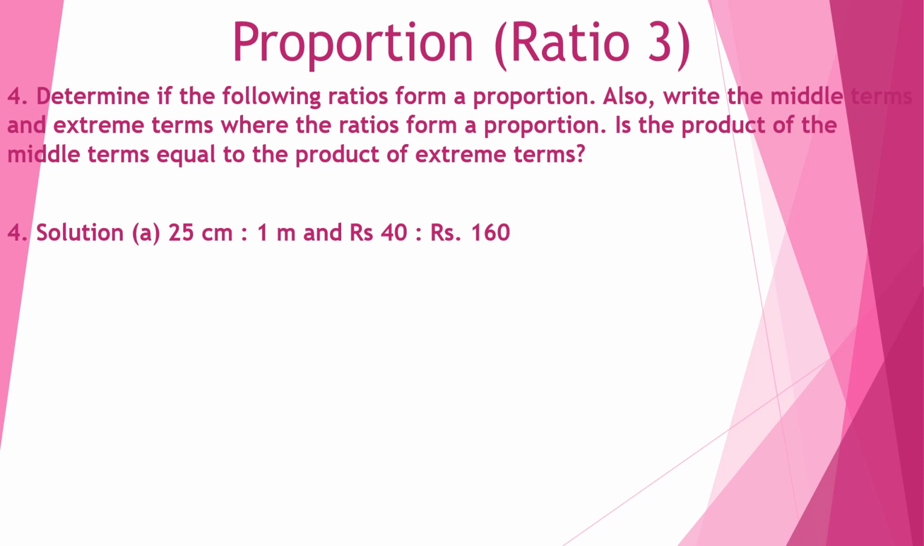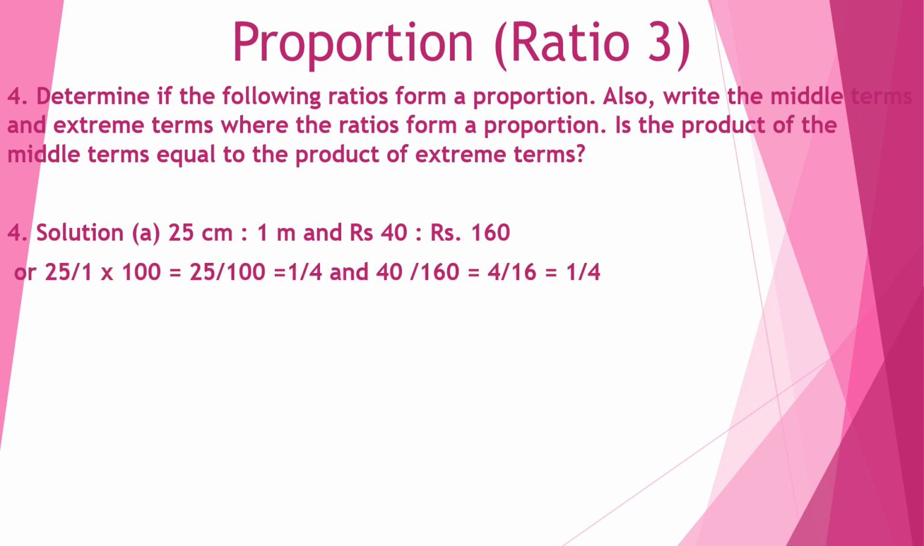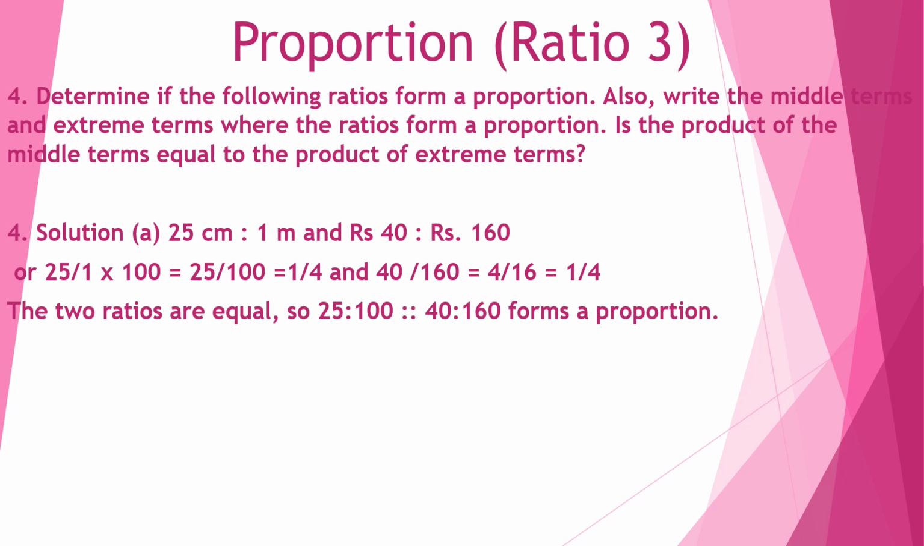25 centimeters is to 1 meter and rupees 40 is to rupees 160. Now for the ratio 25 by 1 meter, we change meters into centimeters by multiplying by 100. So we get 25 by 100, which on simplification becomes 1 by 4. Similarly, 40 by 160 on simplification becomes 1 by 4. The two ratios are equal. So 25, 100, 40 and 160 form a proportion.